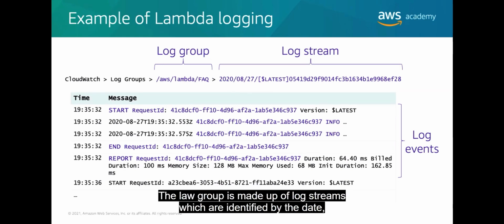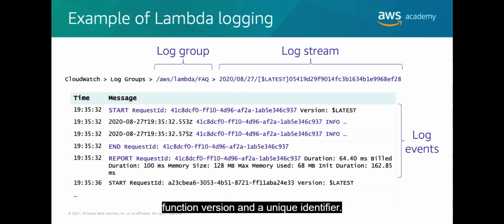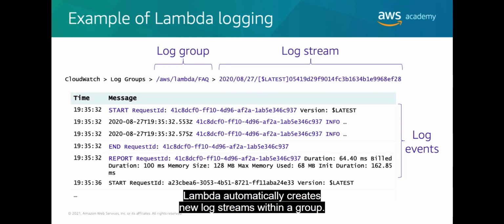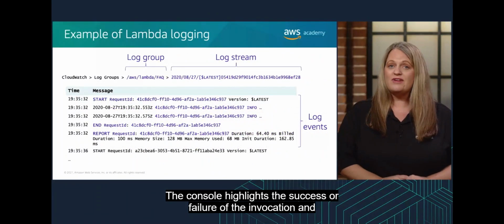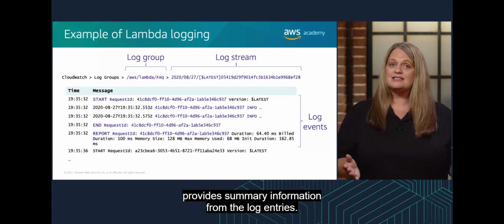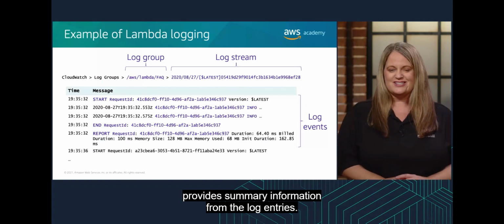The log group is made up of log streams, which are identified by the date, function version, and a unique identifier. Lambda automatically creates new log streams within a group. They are based on internal factors that are related to how invocations are allocated to environments and the timing of invocations. When you test functions from the Lambda console, log information is presented to assist with debugging. The console highlights the success or failure of the invocation and provides summary information from the log entries.